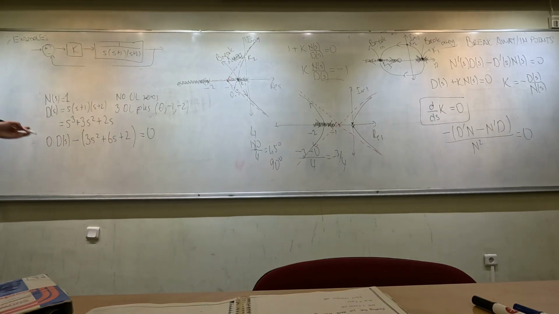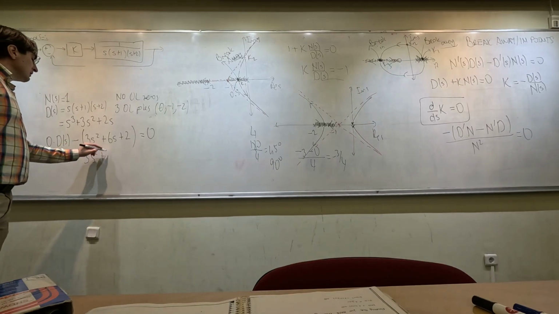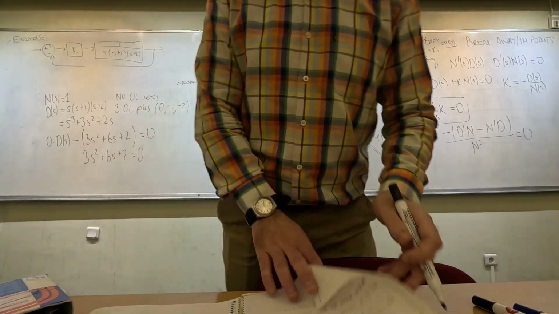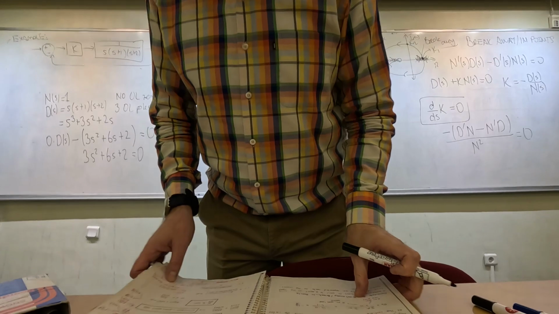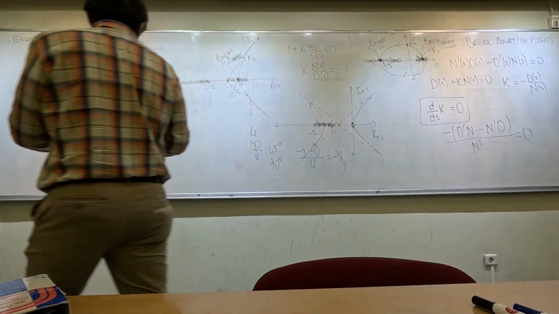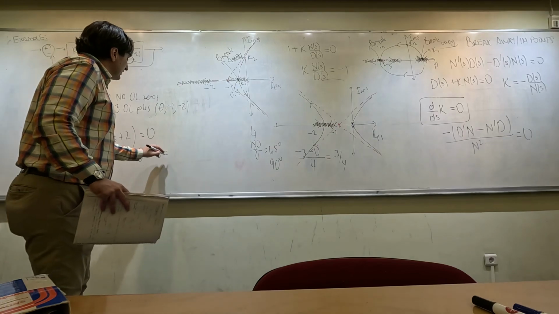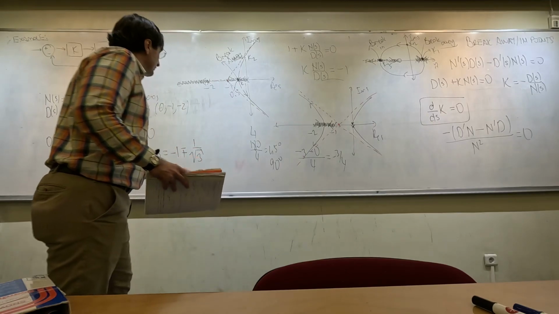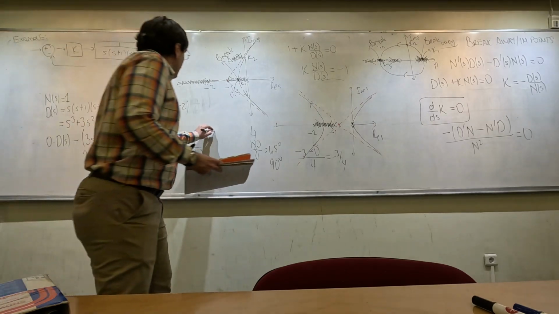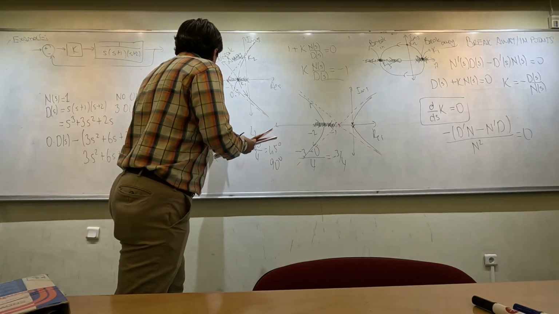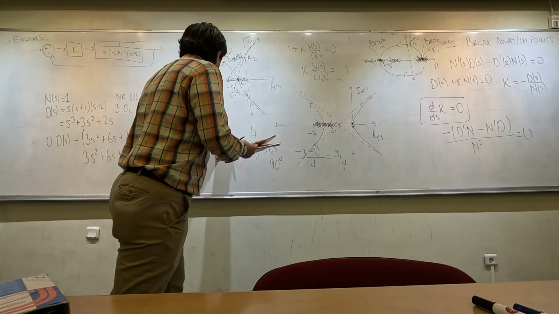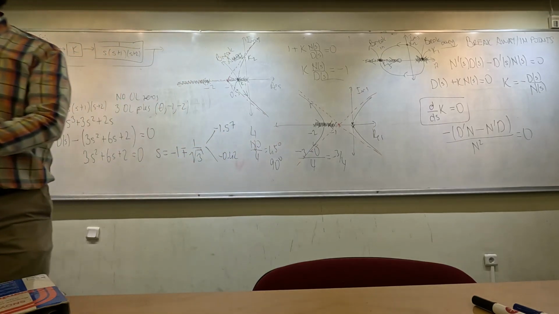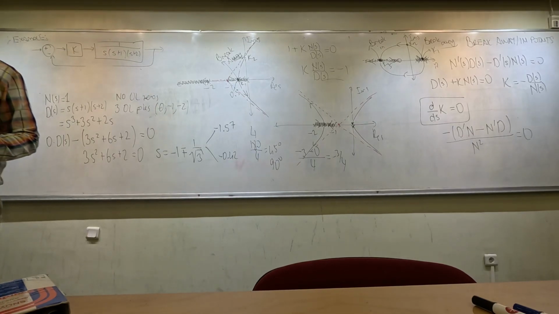Okay? And that means that we have 3s squared plus 6s plus 2 is equal to 0. And if you try to find the roots of this polynomial, you're going to find the following numbers. So the roots in this case are at minus 1 plus minus 1 over square root 3. Okay? And if you look at these roots, the decimal representation would be minus 1.57 and minus 0.42 here. Which one is my breakaway point?